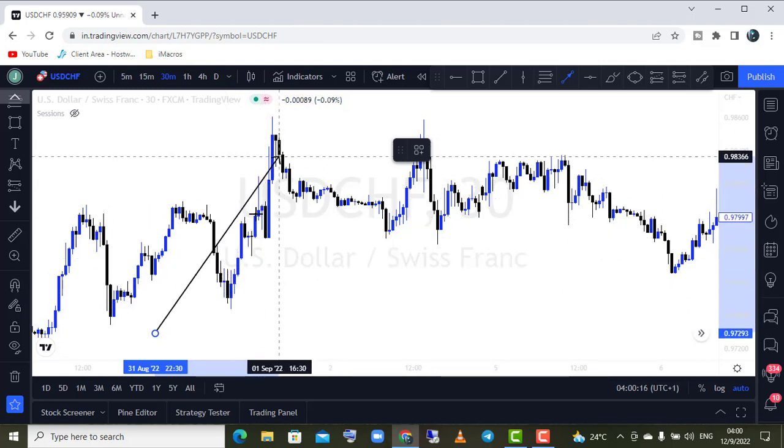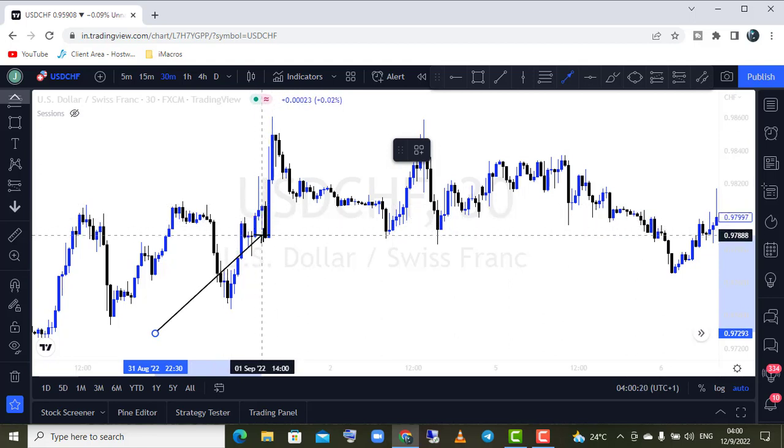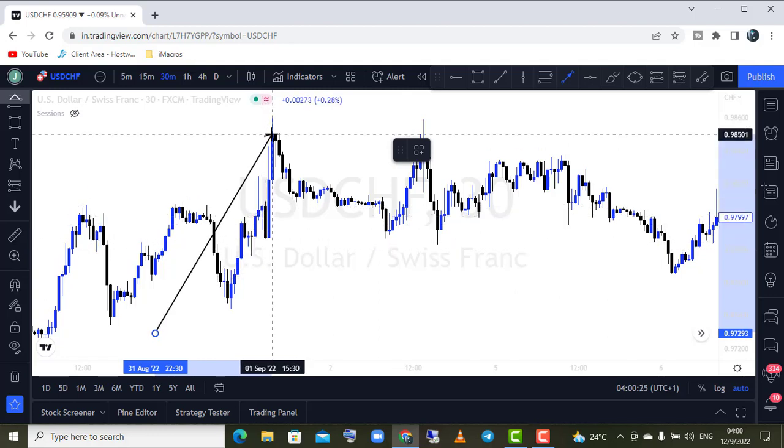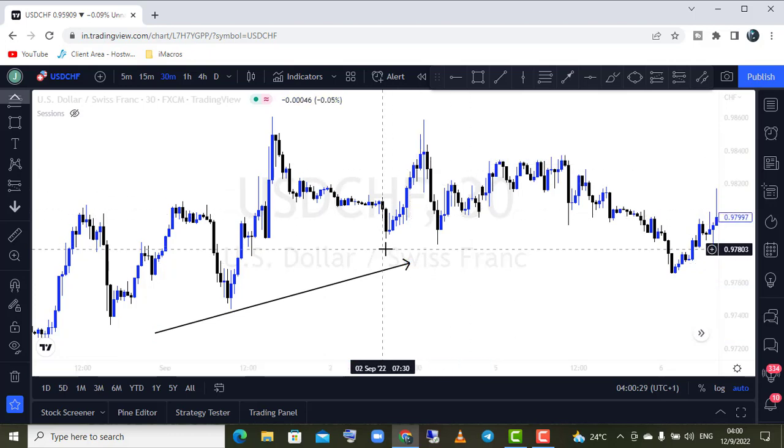Right within this impulsive move, we've got another one right here that gives us another order block. So you can see this is an order block right here. We have the sell, and immediately price made another impulsive move, right? So let me get this out of the way.